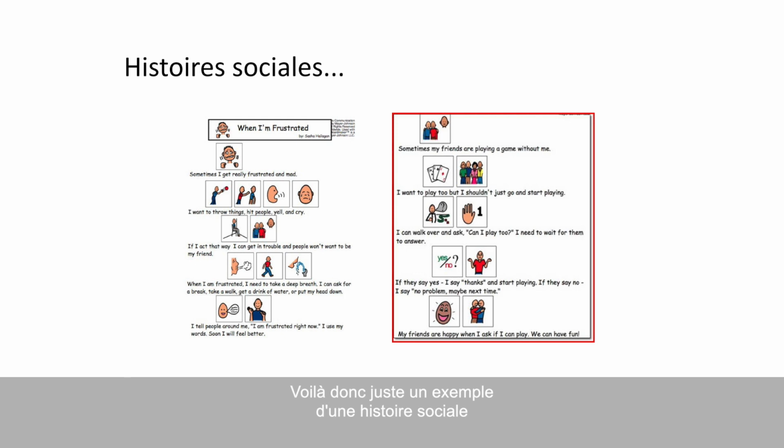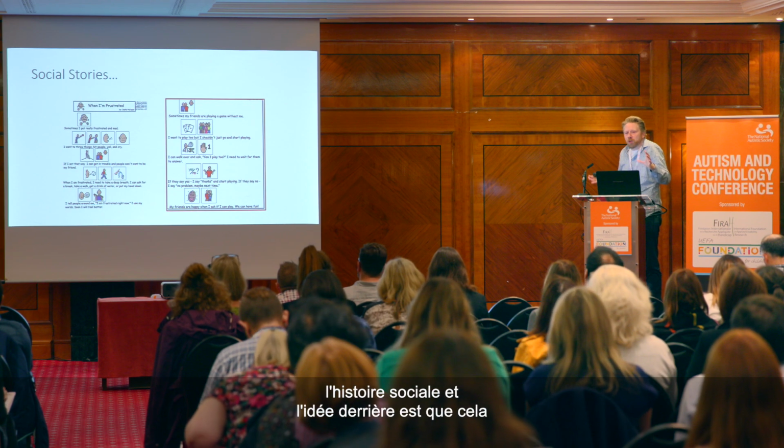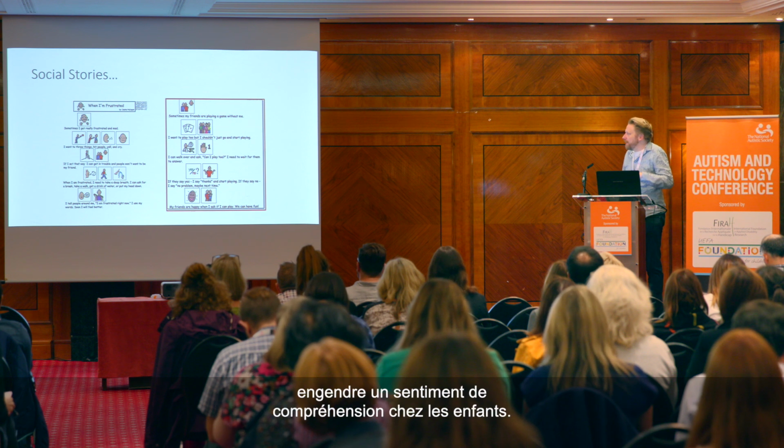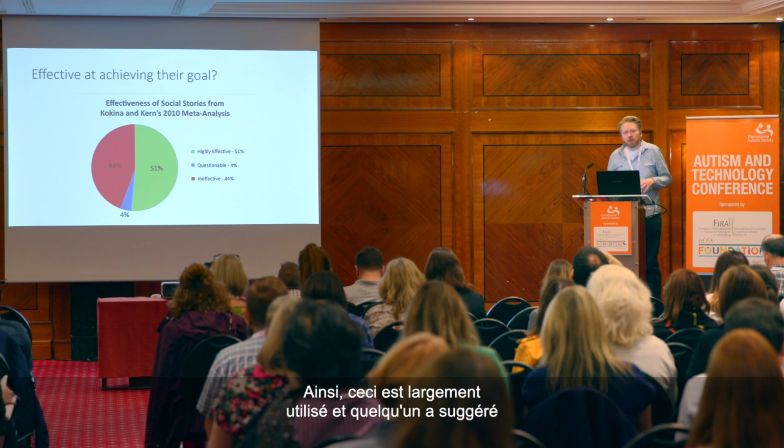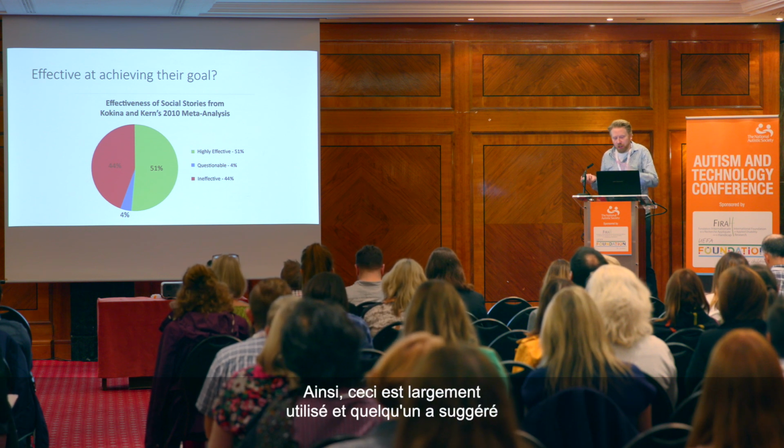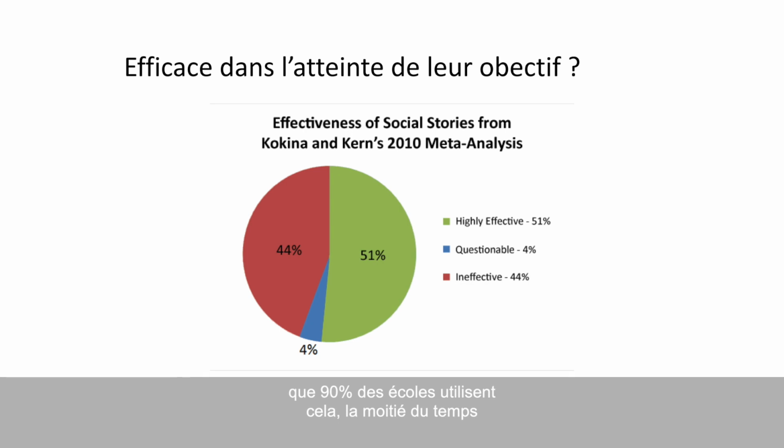So that's just an example of a social story where you might describe the situation that's going on. I want to play, and then it gives you an idea of how you might approach that situation to solve it. You want to play, but you don't know how to enter the game and that kind of thing. So you give the social story, and the idea behind them is it engenders a sense of understanding in children. So whilst they're widely used, and some suggest that 90% of schools are using them, half the time they're highly effective, but half the time they're not effective at all.